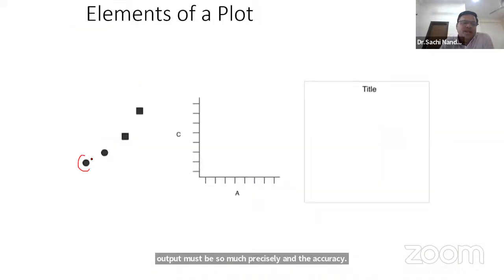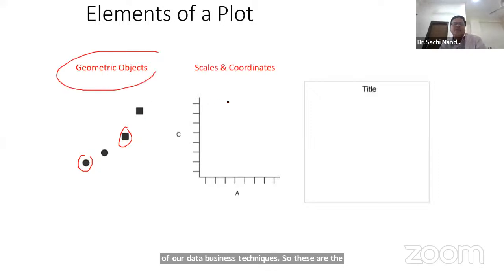So these are the points. One is called a circle, one is called a triangle, one is called a square. You can represent different types of data visualization techniques. These are the geometric objects through which you can represent the data. Then these are scale and coordinate. When a geometric object is combined with scale and coordinate, it looks like this.